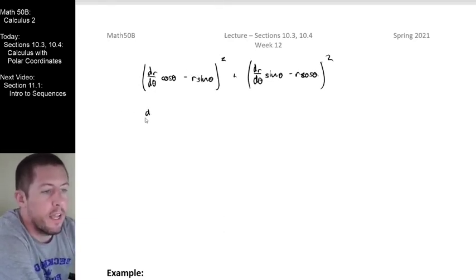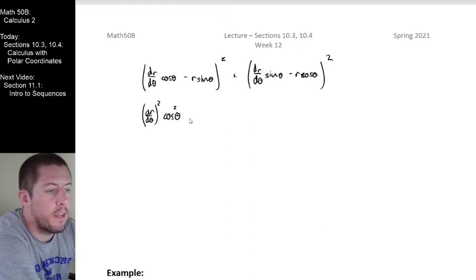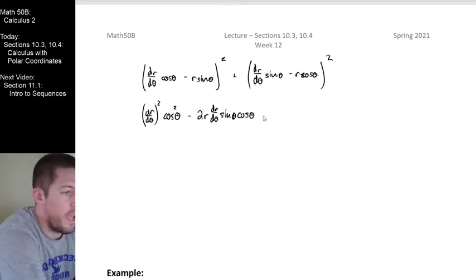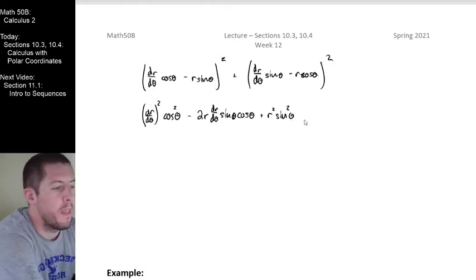So I'm going to get dr/dθ squared cosine squared of θ, minus 2r dr/dθ sine θ cos θ. I know that when I'm expanding a binomial, I get 2 times the first term times the second term. This is all those terms multiplied together times 2. And then I'm going to get the square of the last term, which will be plus r squared sine squared of θ. So that's my whole first one.